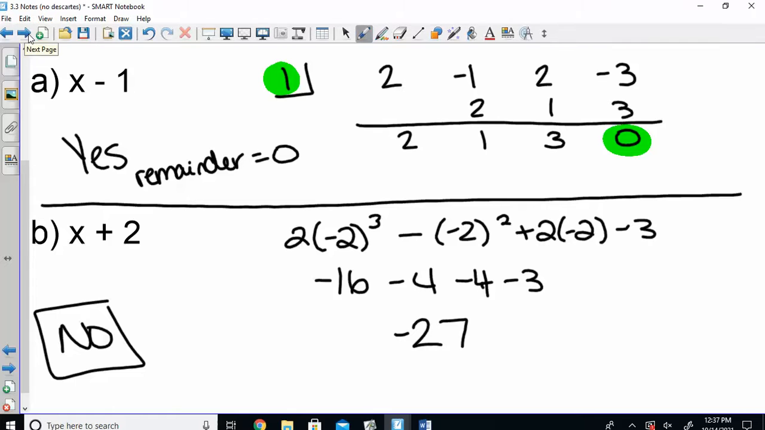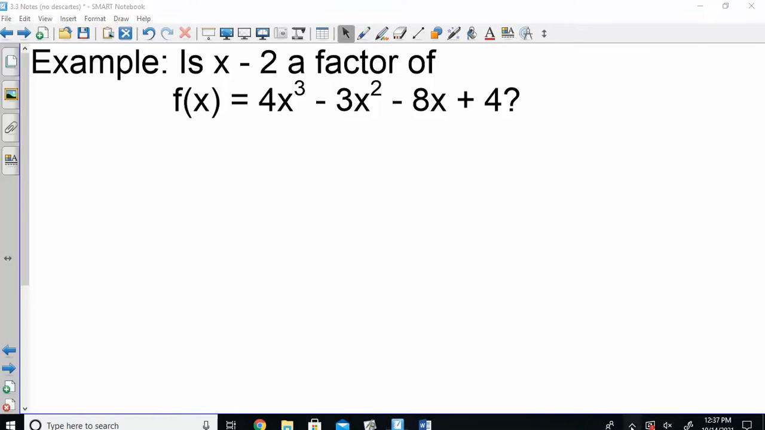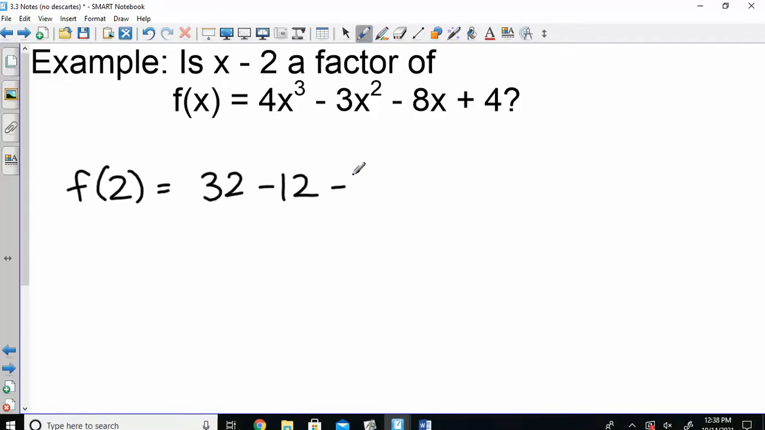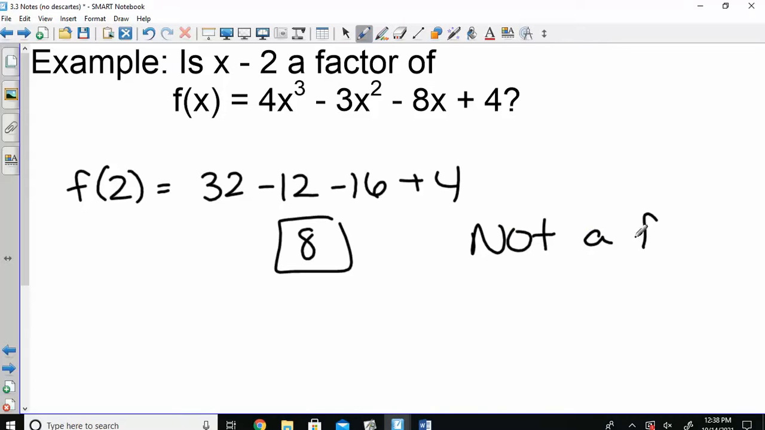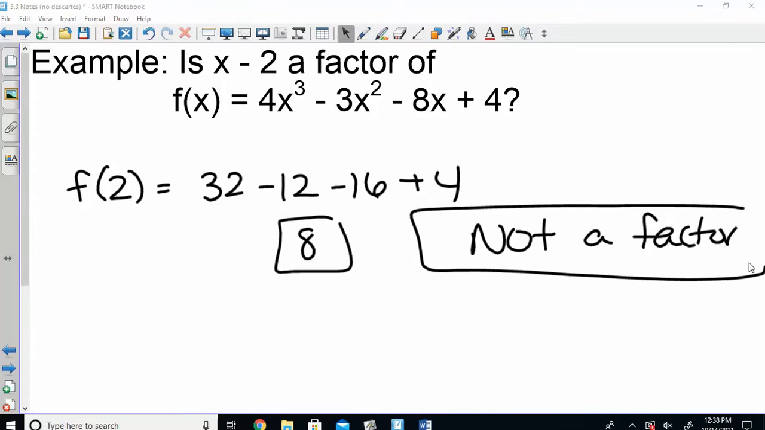For a problem like this, I want everybody to try it on their own. I don't care which way you do it. It's probably a little bit faster just to plug in your number. But figure out if x minus 2 is a factor. So whatever would make that x minus 2 equal 0: 2. So if you plug in a 2, and you get 8. So it is not a factor. Alright, are we good with that step, deciding if something is or isn't a factor?